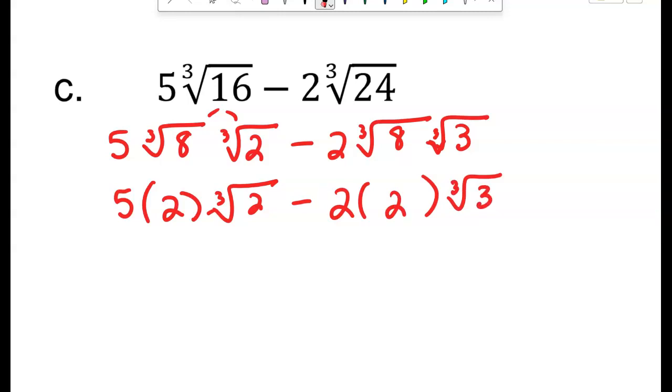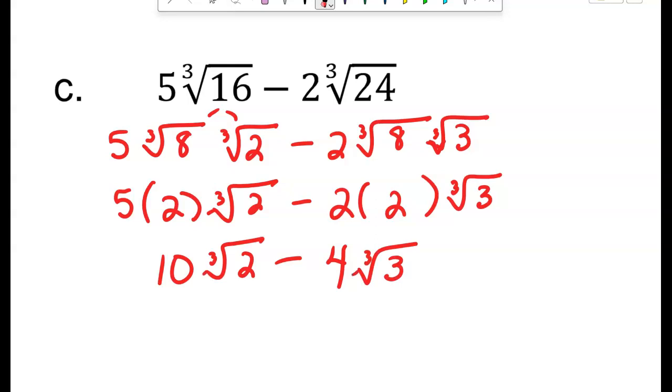Guys, what's 5 times 2? 10 times the cubic root of 2. Minus what's 2 times 2? Times the cubic root of 3. Can I combine these? No. So are we in simplest form?